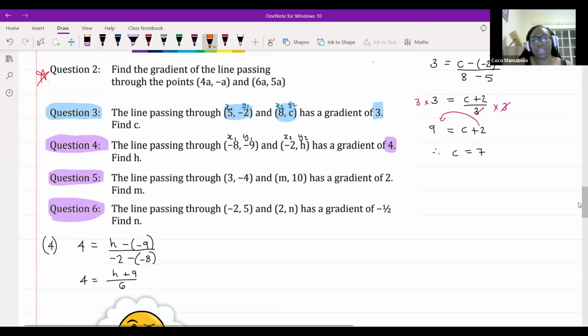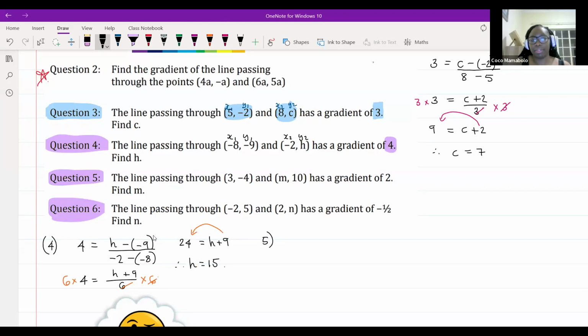So I need to get that 6 out of the denominator, so multiply by 6 on both sides. So I should then get 24. 6 times 4 is 24 is equal to h plus 9. Right, I take the 9 over to the other side and it becomes -9. Therefore, h is equal to 15. 24 minus 9 will give us 15. Right, that's what we get for number 4.